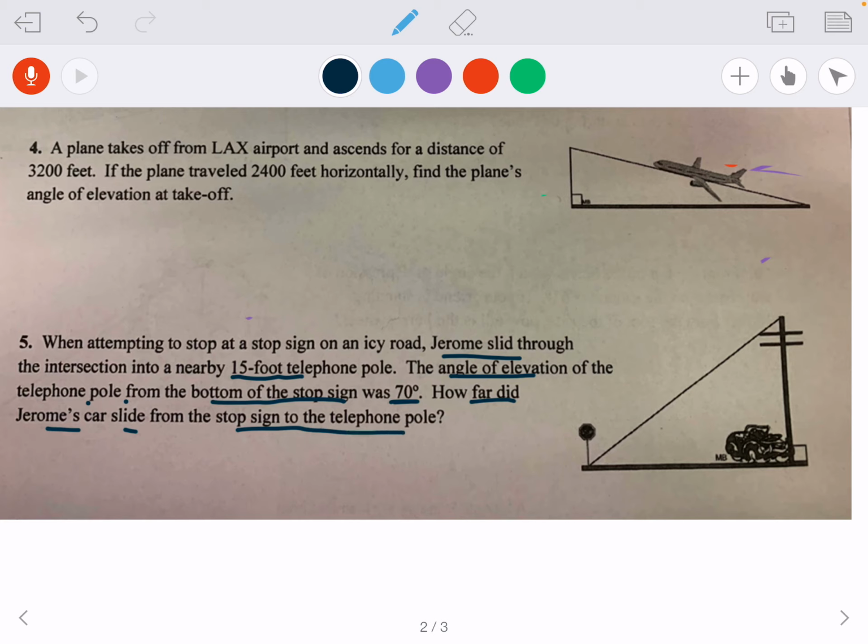All right, so here I've got a 15-foot telephone pole. Here's my telephone pole, so there's 15 feet. It tells me the angle of elevation, so I have to be looking up, and it tells you from the bottom of the stop sign. So here's my stop sign. So this is my 70 degrees. And I want to know how far his car slid. His car is not sliding in a vertical way unless, you know, it's flipped in the air. But it's not, so it's sliding across here. So I need to find out x.